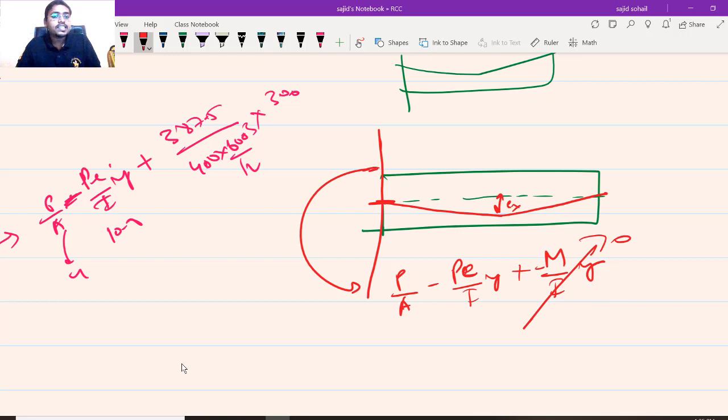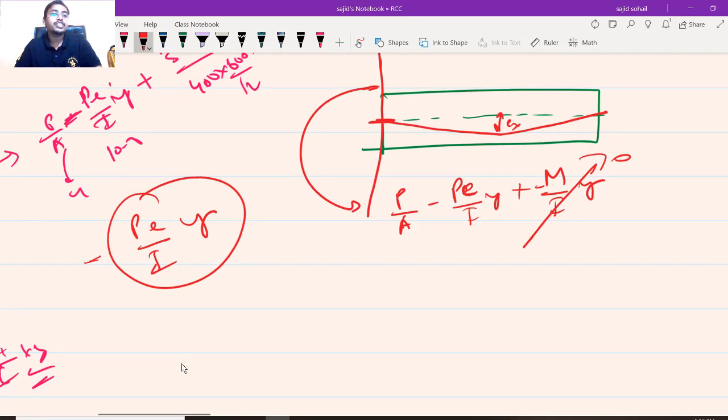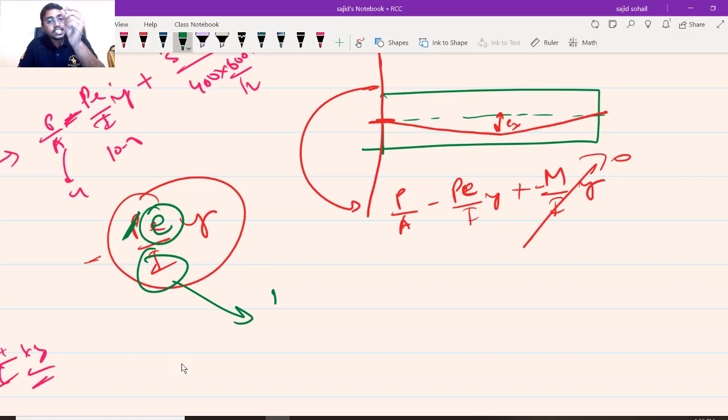Let us see this term, P e by I into y. This is the term which is responsible for having tension at the top. Agreed or not? If this value is more, then I am getting tension at the top. See what the variables are. Pre-stress, you cannot change it. e, you can modify it. Eccentricity, you can modify. And I also you can modify, right? That's why you can change the shape of the beam. You can increase the size of the beam so that it will be within the limits. Or you can just change the eccentricity.